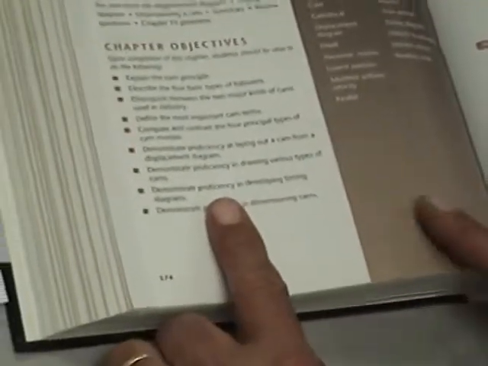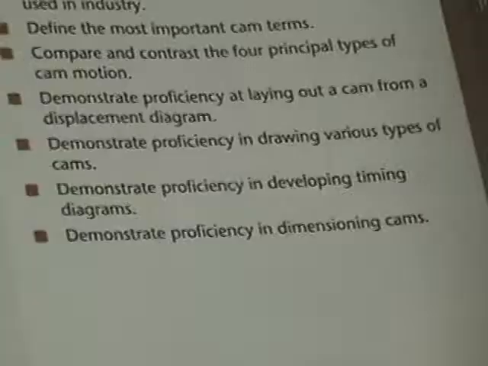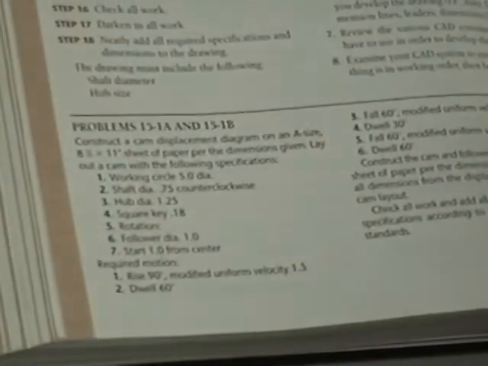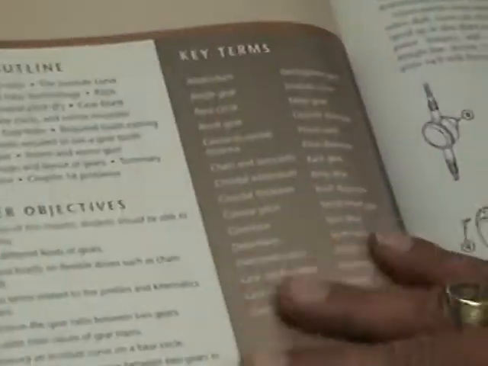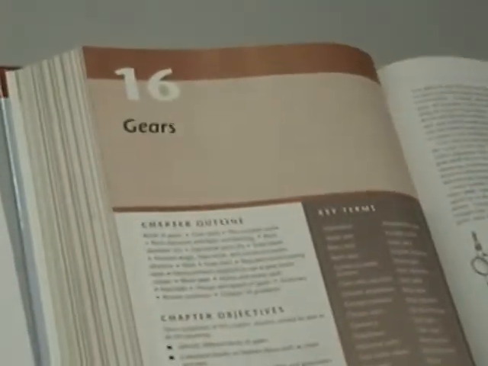What we're going to do, we're going to start on chapter 15, which is going to cover CAMs, and we're going to work through all of 15. We're going to do a lot of CAM diagrams in 15. All you've got to do is follow the step-by-step instructions. We're going to start with problem 15.1a and 15.1b. We're going to work our way over to gears, and you're going to learn how to mathematically figure out the gear data, and you're going to work through each one of these.